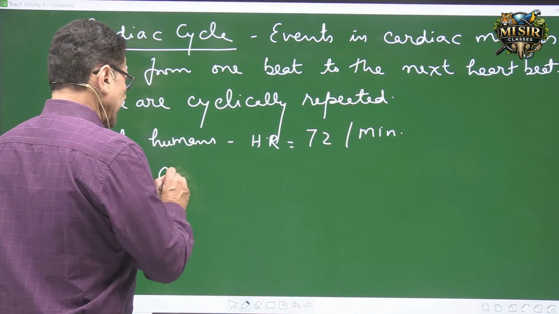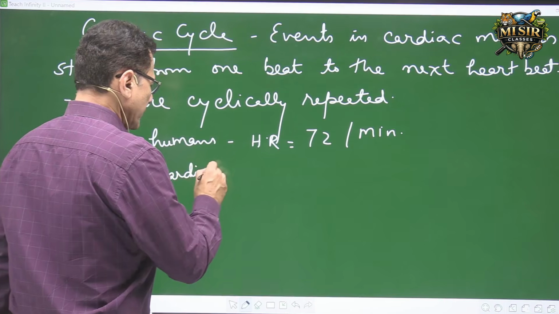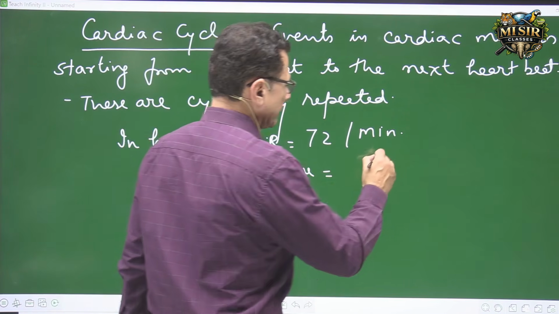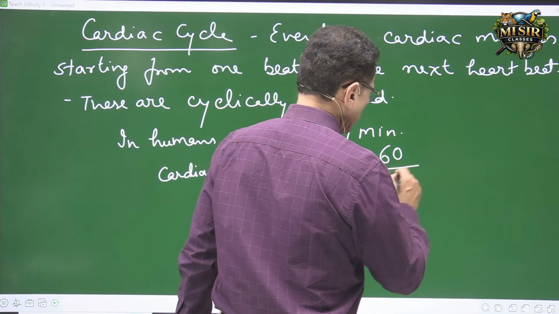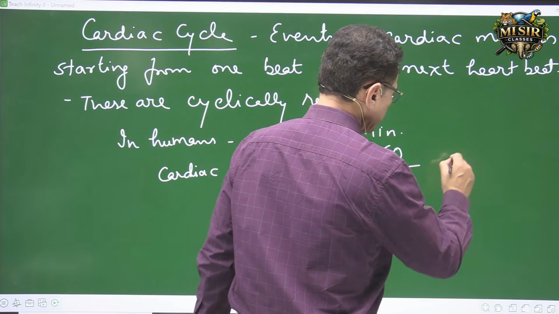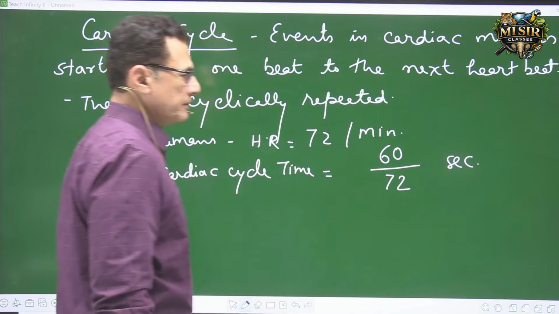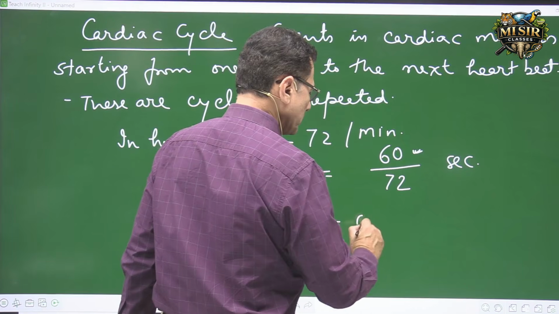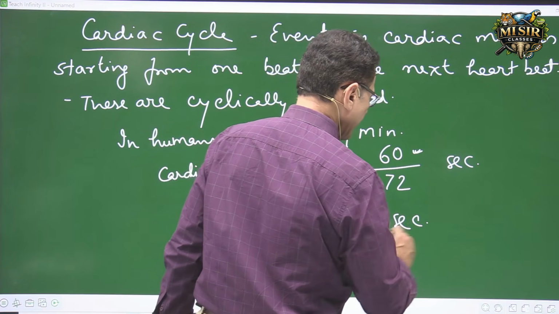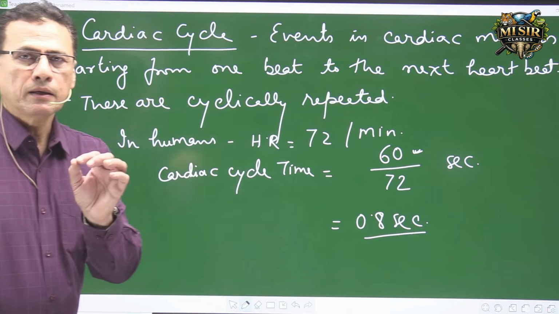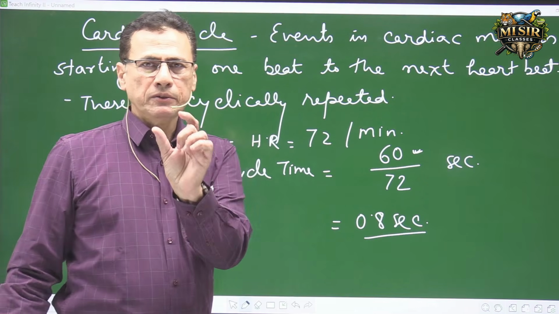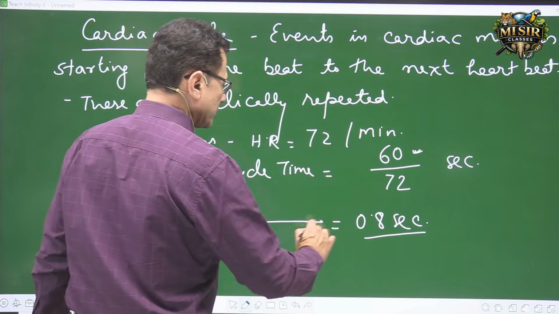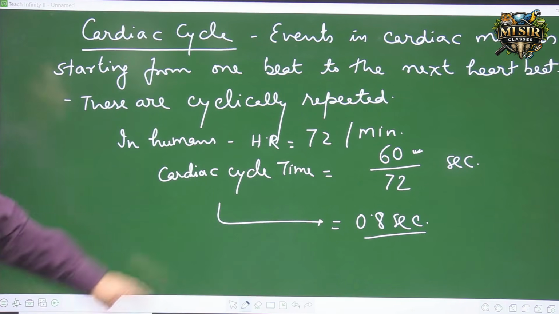So, cardiac cycle time will be calculated as 60 seconds upon 72 heartbeats per minute. This comes to 0.8 second. Means from one heartbeat to the next heartbeat, the duration in between is 0.8 second. This is called cardiac cycle time.